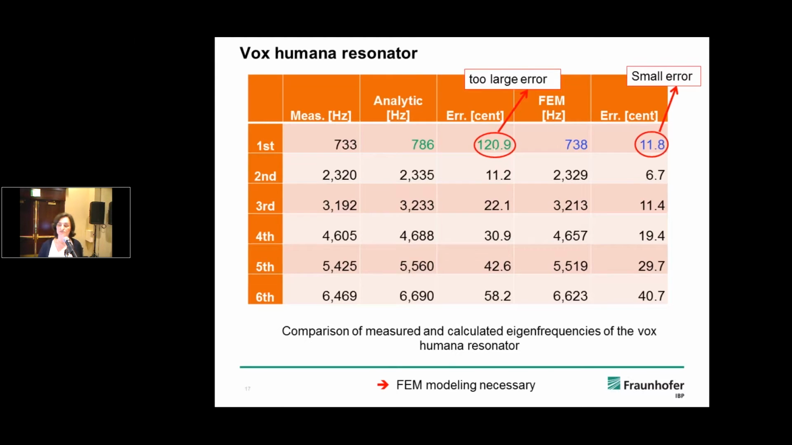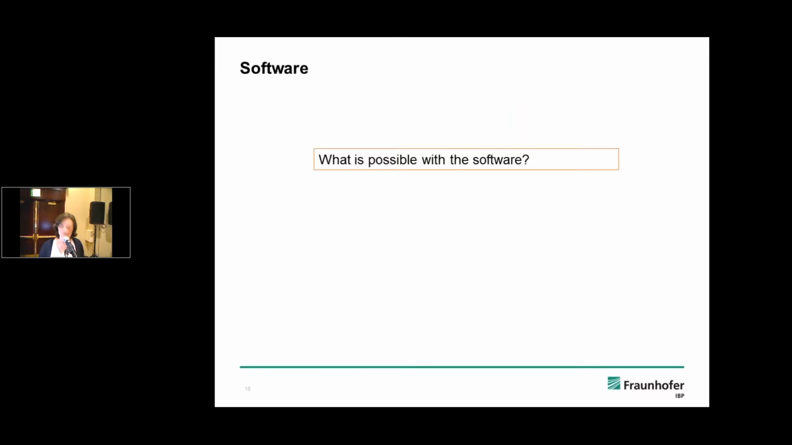It can be seen better in this table what the frequency values of the eigenresonance frequencies are. Here you see the simulation result with the analytic method, and here with the analytic method extended with the FEM. You can see the error expressed in cents is much smaller if we use the extension with the FEM methods. So we know now that this FEM modeling is necessary.